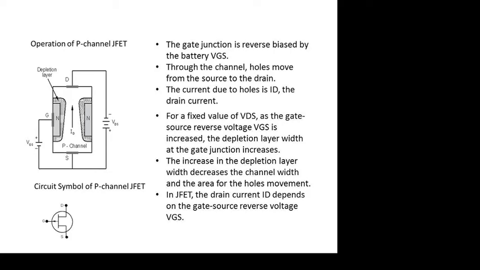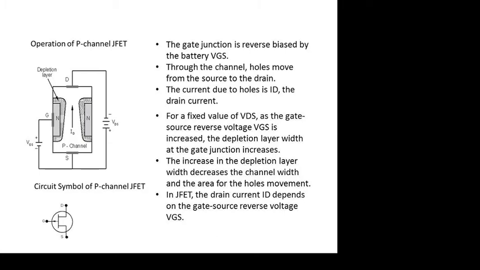In the operation of the P-channel JFET, the gate source junction is again reverse biased, and you are connecting the drain to the negative terminal and the source to the positive terminal. Since in the P-channel JFET holes are the majority carriers, the movement of the holes will be in this direction. The current due to the holes, the drain current ID, will be in the opposite direction.